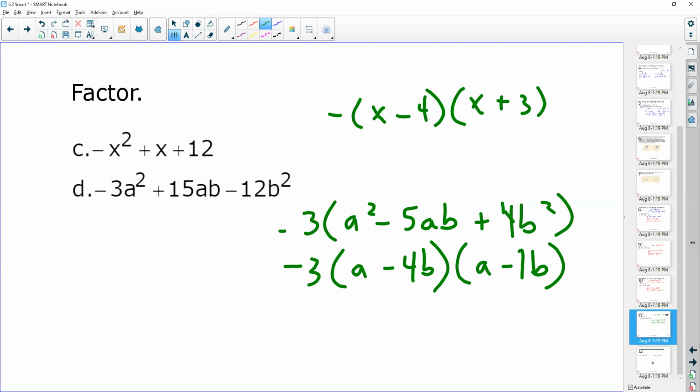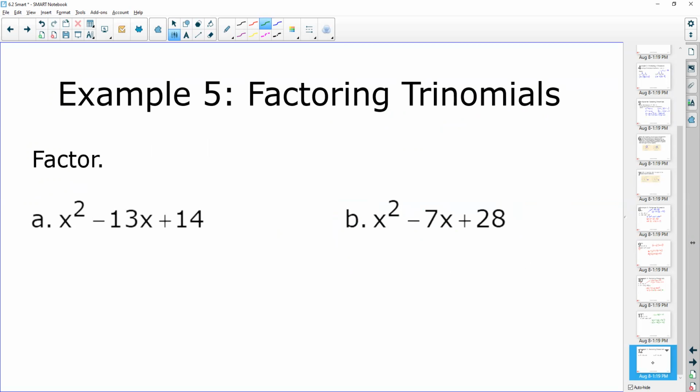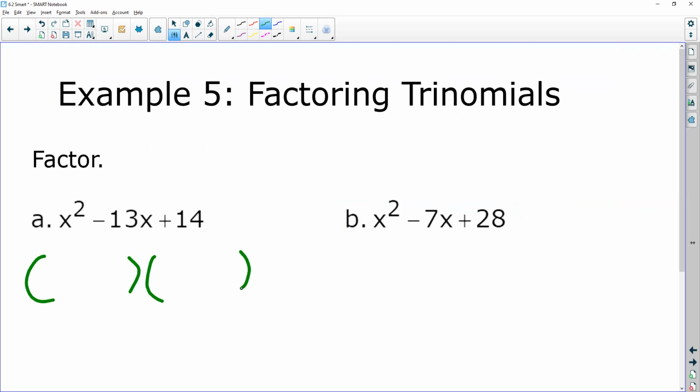Let's check this last one. Let's look at this. So I'm going to do the same thing I've been doing here. I want to multiply to 14 and add to negative 13. Now you start thinking, multiply to positive 14 means the signs will be the same. I could use 7 and 2. I could use 14 and 1. That would work. But I need negative 14 and positive 1 to make negative 13. But if I multiply negative 14 and positive 1, I get negative 14.